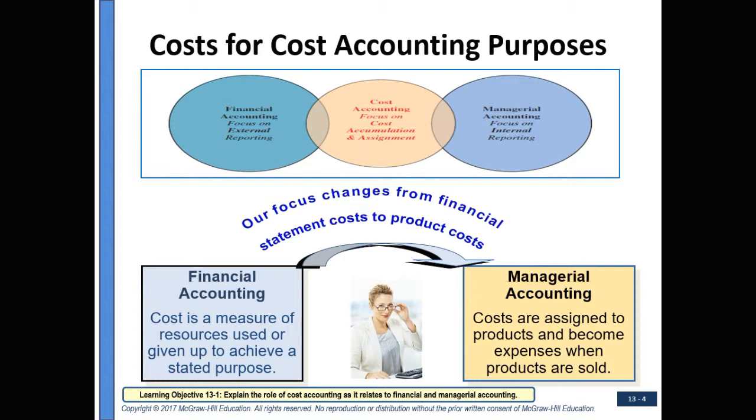In financial accounting, our focus was on the financial statement costs. However, costs for cost accounting purposes refer to product costs. In financial accounting, cost is a measure of resource used or given up to achieve a stated purpose. And in managerial accounting, costs are assigned to products and become expenses when products are sold.